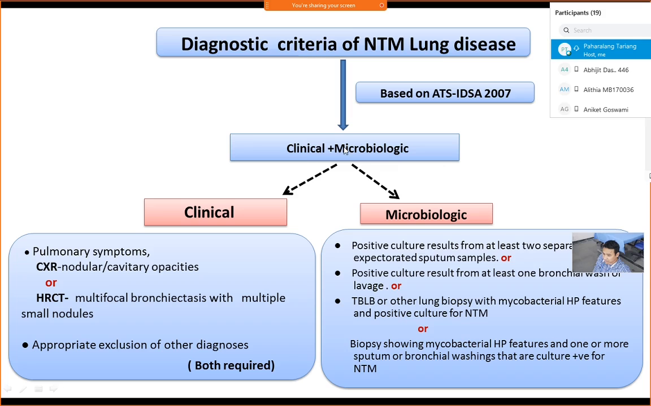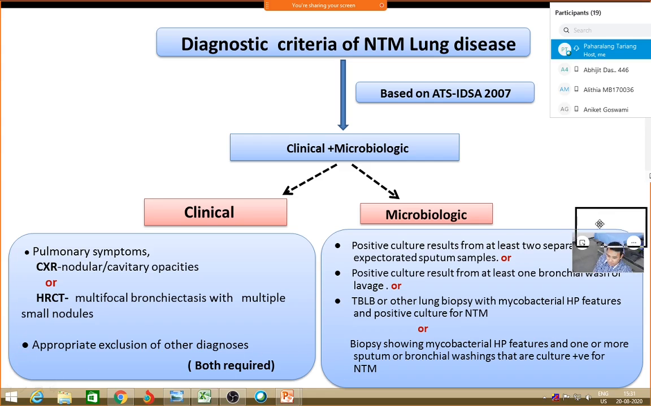So you need both a clinical and a microbiological diagnosis. Your clinical diagnosis is your pulmonary symptoms, along with a chest X-ray showing nodules or cavities, or an HRCT showing multifocal bronchiectasis with multiple small nodules, and an appropriate exclusion of other diagnoses. So you have your symptoms, and you also exclude other diagnoses such as MTB or other immunosuppressed disorders.